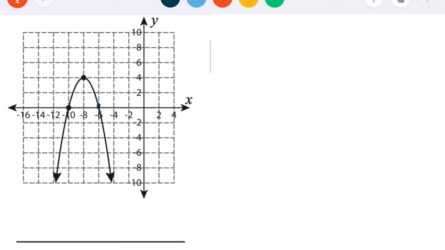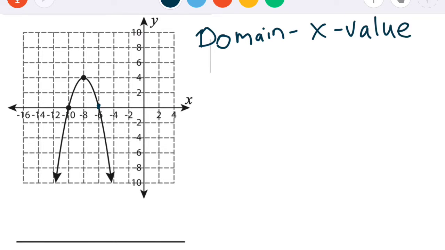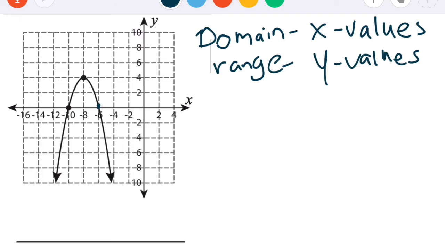Anyways, the first topic is going to be domain and range. If you remember back to the unit we did on functions, we discussed domain and range. If we look at this graph, the domain is the x values, and the range is all of the y values. Excuse my handwriting. We're going to first start with the domain.